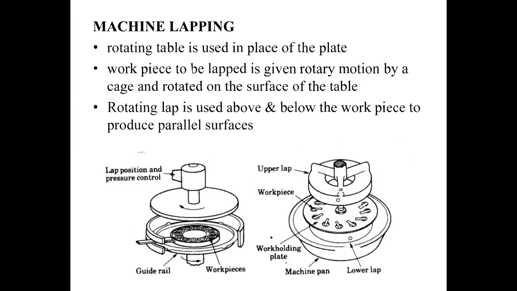In addition to hand lapping, we also have machine lapping. In manual lapping we rotate or reciprocate the workpiece, but in machine lapping the rotation or reciprocating is done by the machine. That is the only difference.